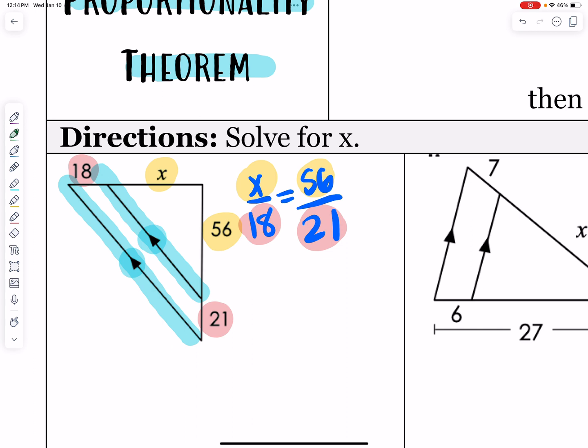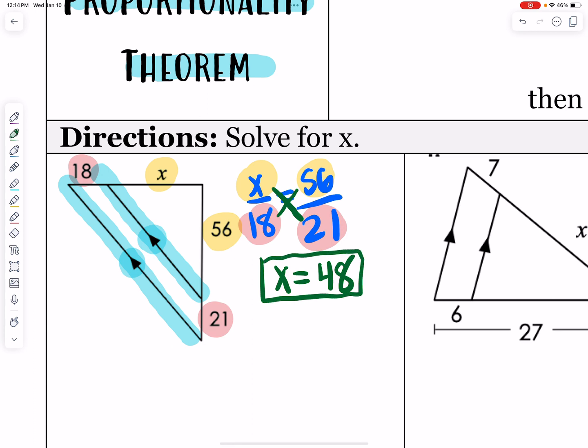So y'all have gotten really good at this the last few weeks. You're going to do 18 times 56. And you click enter, you get 1,008, and then you divide that by 21. So whenever you cross multiply, you get x equals 48. I always go back and put that piece in the picture just to make sure it makes sense. 48 over 18 is the same ratio as 56 over 21.